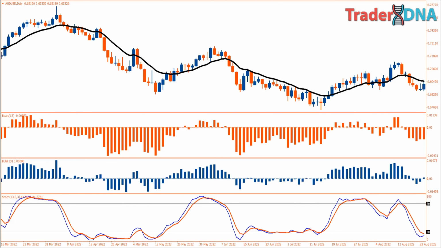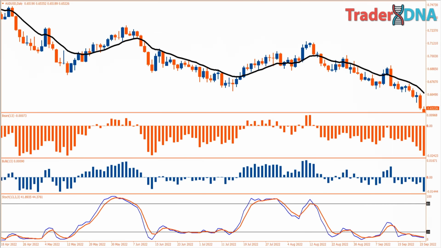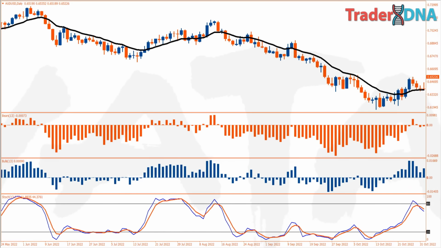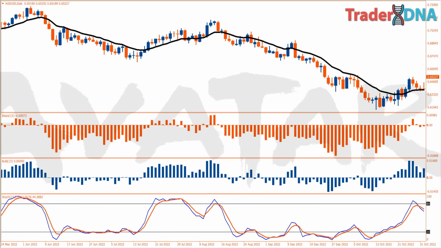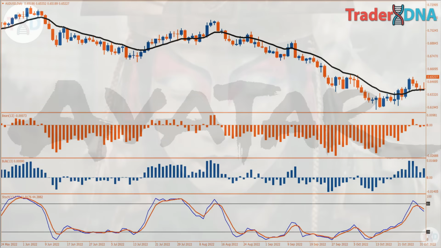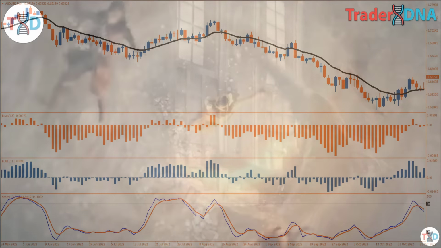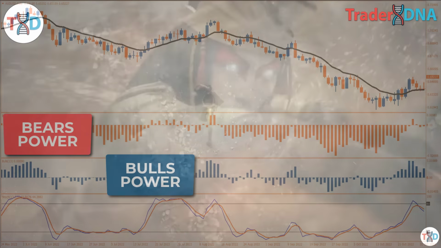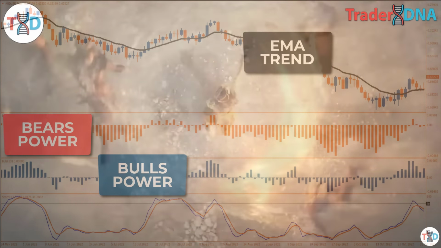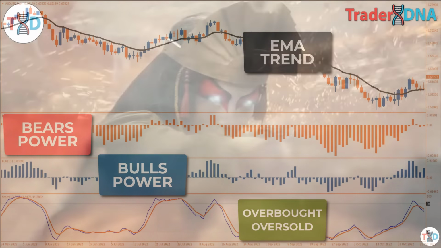Here's a robust strategy capable of tripling the accuracy of the Elder Ray trading strategy while maximizing its profit potential. This strategy is known as the Avater trading strategy as it involves four main elements of market technical conditions: bullish power, bearish power, market trend, and market saturation or overbought and oversold conditions.